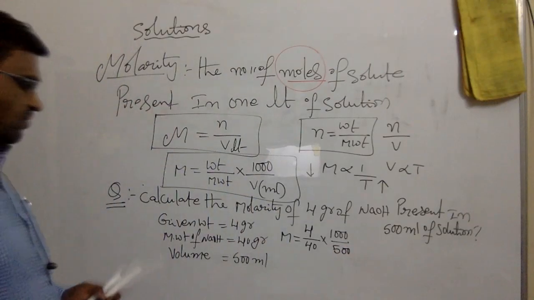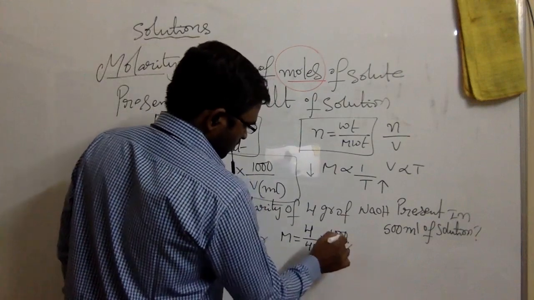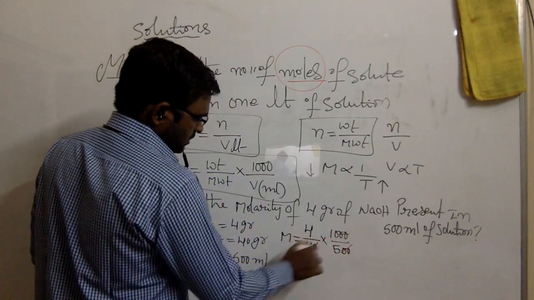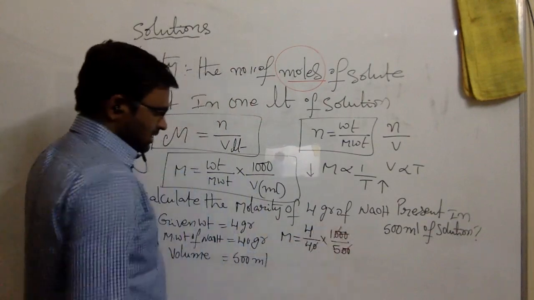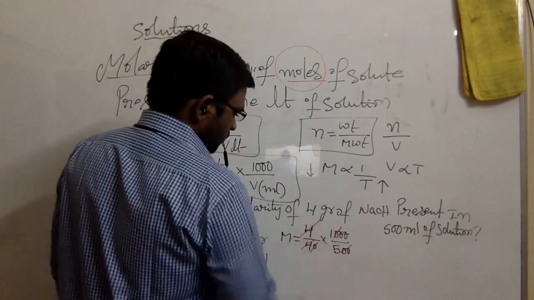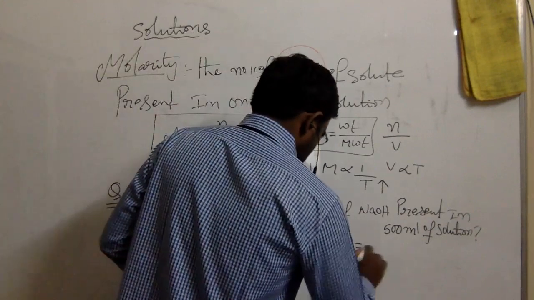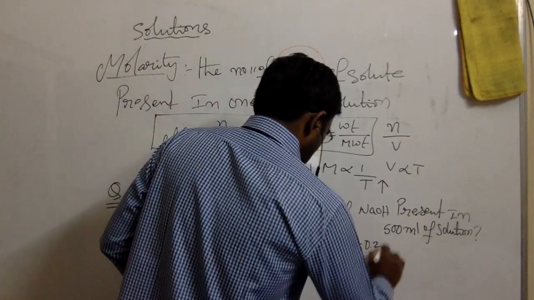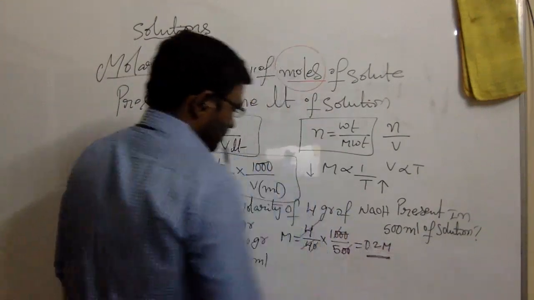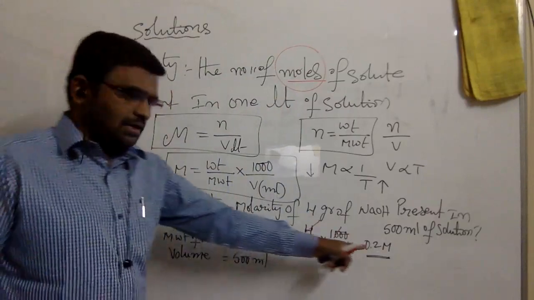First, see how to simplify this. It's not difficult. 2 zeros cancel. Next, here 0 and the remaining third 0 cancel. Here 4 by 4 cancels. The remaining is 1 by 5. 1 by 5, its value as a decimal is 0.2 M. And you write it as capital M. Remember it, molarity is always expressed in capital M.